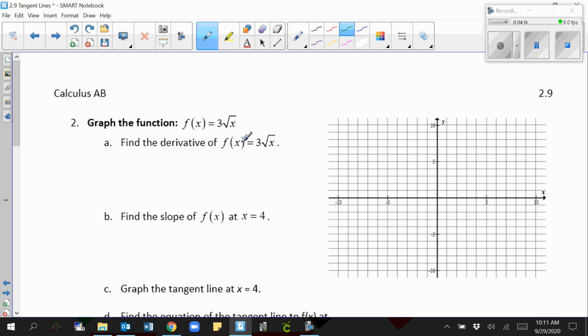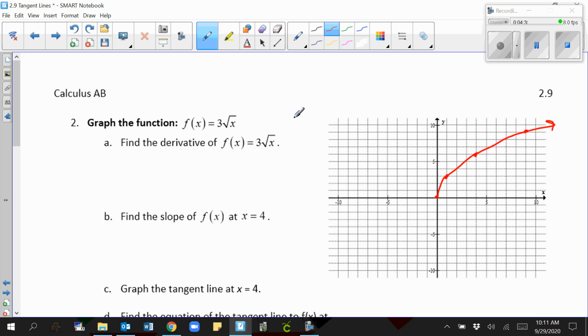So my function right here is f of x is equal to 3 square root of x. So let's graph that. I know my square root of x normally goes over 1 up 1, but we have 3, so I'm going to go over 1 up 3. It's got a vertical stretch by 3. So over 4, instead of up 2, I'm going to go up 6. And over 9, instead of going up 3, I'm going to go up to 9. So here's what my function looks like.